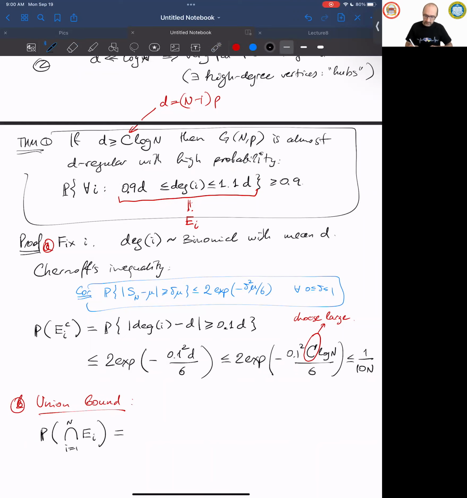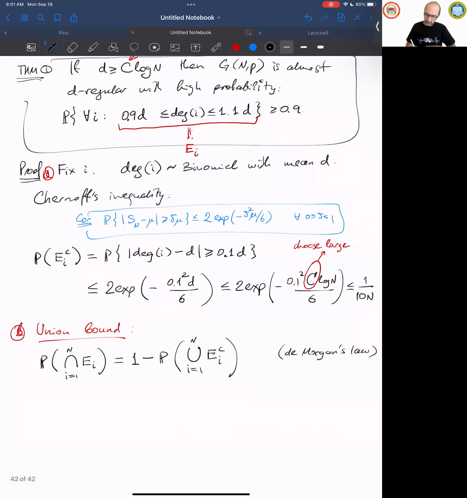So how do we compute that? Well, the intersection is kind of hard to compute. The union is easier. So it's 1 minus the probability of the complement, and the complement of the intersection is the union of complements. Remember this? De Morgan, I think. Do you call it De Morgan's law? I don't know. Take the complement of the union, it's the intersection, and so on. Okay. So we'll have this.